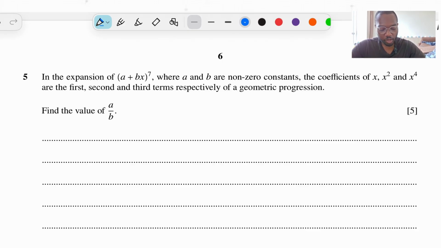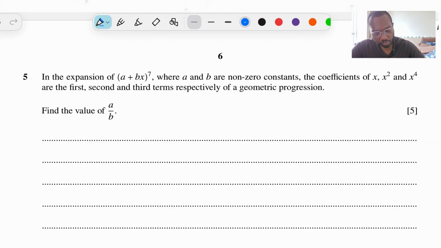So question 5, okay, we've got this expansion (a plus bx) to the power of 7, where a and b are non-zero constants. The coefficients of x, x squared, x to the 4 are the first, second, and third terms, respectively, of a geometric progression. And we need to find the value of a over b.